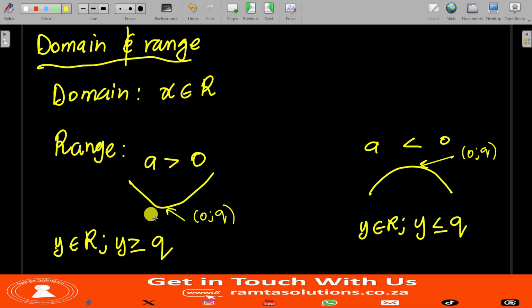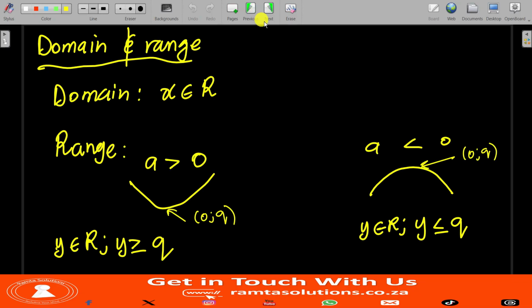Keep this in mind. This is your domain and range. Remember, it depends on the concavity of your curve. If it's concave up, it is like this: y is greater than or equal to q, meaning y has a minimum. And concave down, y has a maximum. It is y is less than or equal to q. These are your domain and ranges. Great. Moving on.